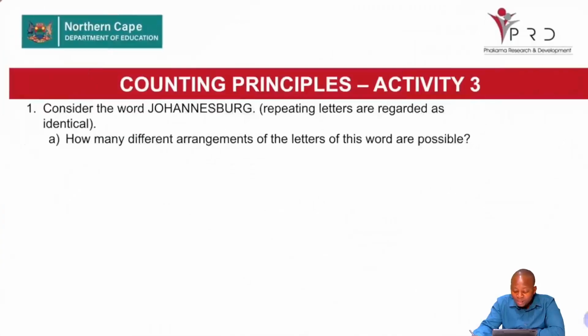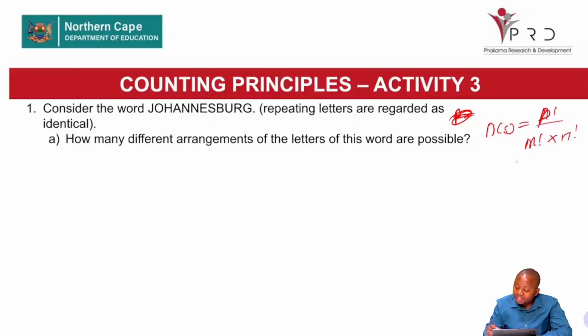Now, let us look at number 1. Number 1 is asking how many possible arrangements there are of these letters. Remember, this is the one with identical items. The number of possible ways equals n factorial over m factorial times p factorial, and so on. These are the repeated letters. Now let's check how many repeated letters we have. In Johannesburg, we have a double N, and we can check that N is the only letter that's repeating.